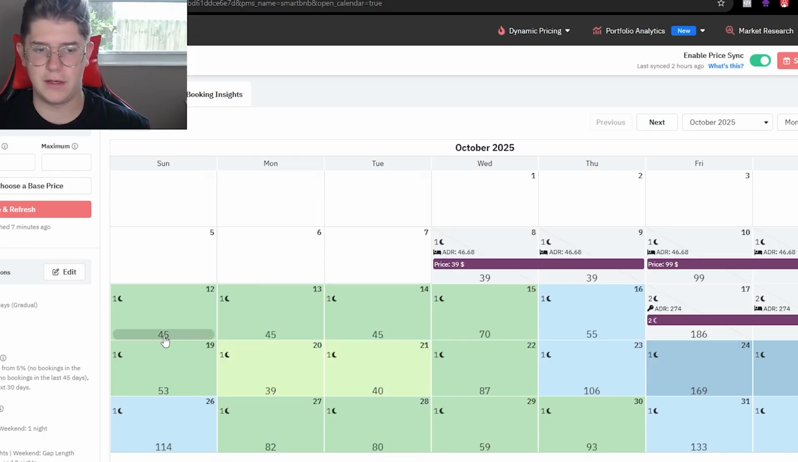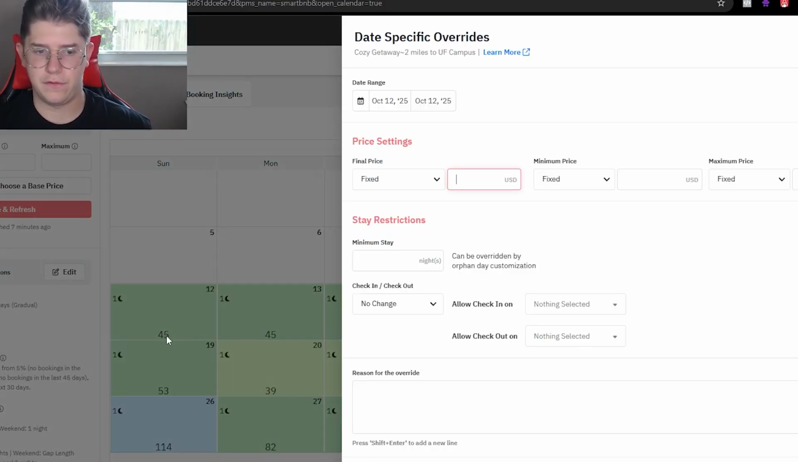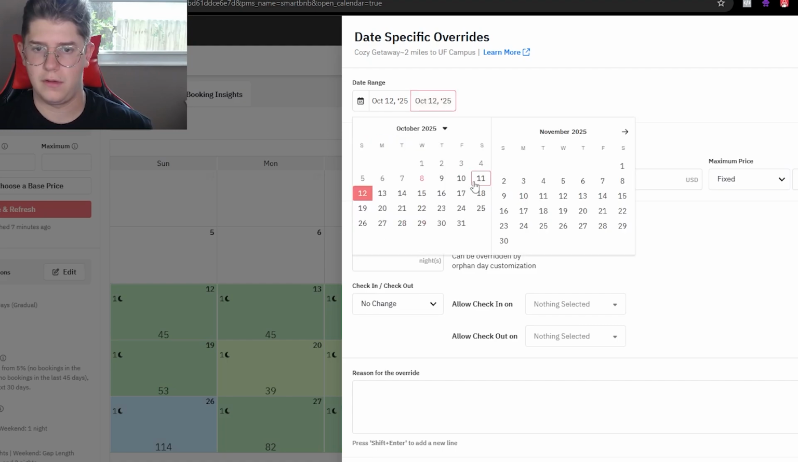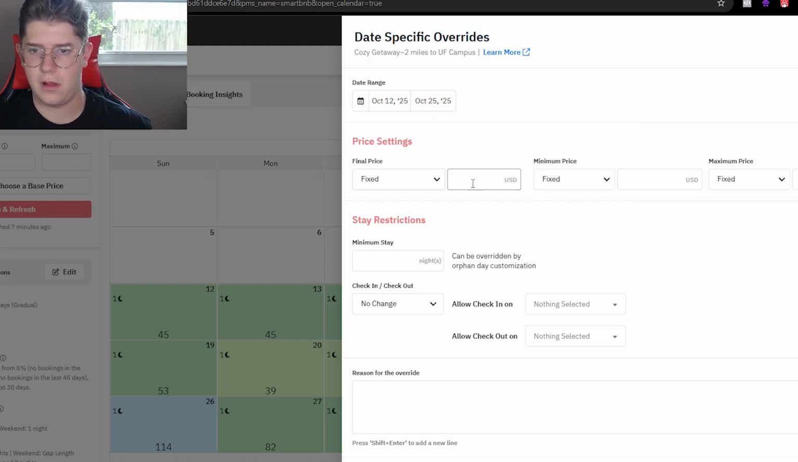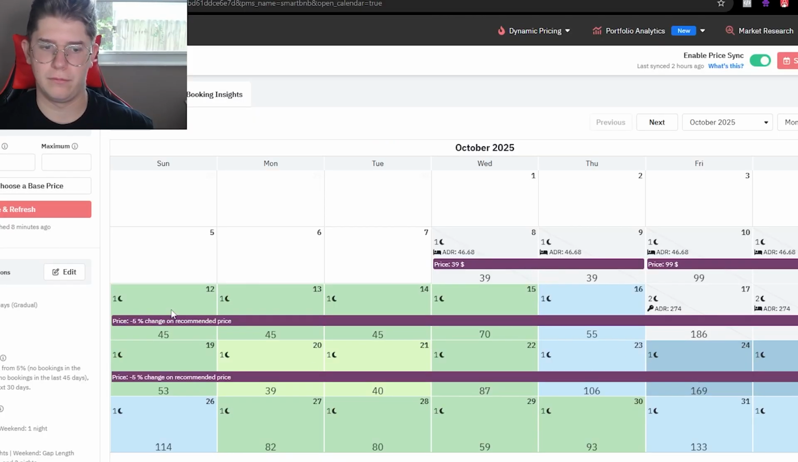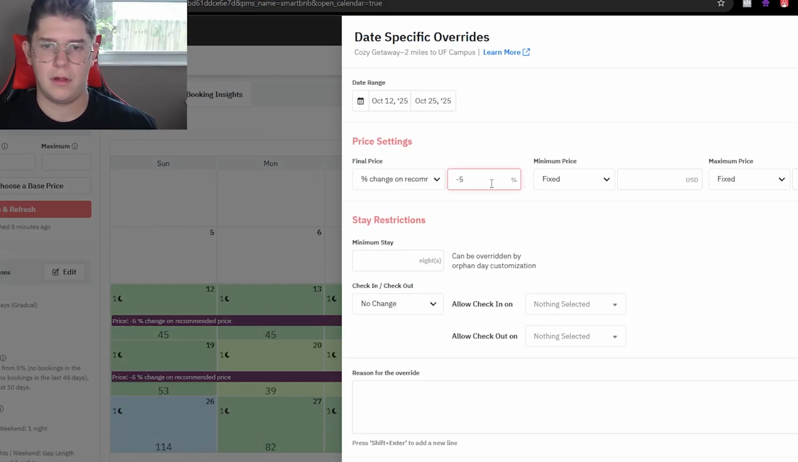So 4 days ago, I did this. I went from here, and I went to 21 days in the future, which is the 25th. And I did this to the 25th, and I did the percent change recommended price. I did negative 5%. So boom, we did that, right? So then another day passed. So still was unbooked. So I went back in here and I did this, negative 10%, right?